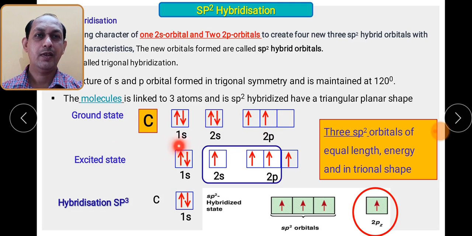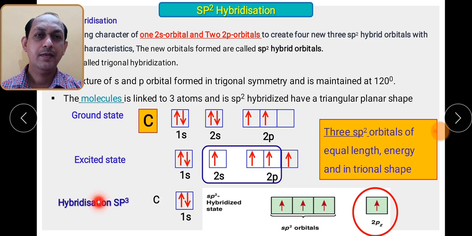In the excited state, what will happen? The 2s will get promoted to 2p. So as there is only 1s and 2p orbitals, overlap will take place. You can see only these 2p orbitals will overlap, and one of the pz orbitals will remain as it is, unhybridized. So in the bonding process, only the 1s and 2p orbitals take part, while one of the pz orbitals remains as it is. It will not take part in the bonding process.